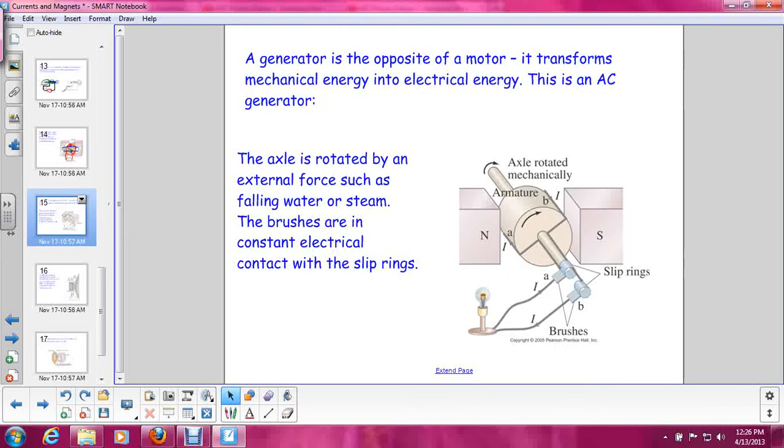A generator is exactly the opposite. It takes mechanical energy and makes it into electrical energy. So instead of putting a current in to move the middle, you physically move the middle, and that will produce a current. So that's a generator. You just took a motor and you flipped it around.